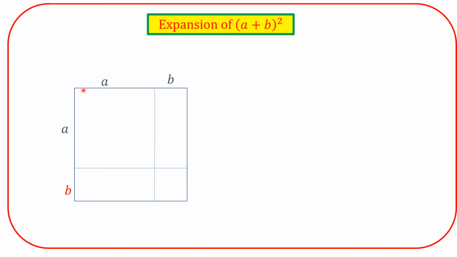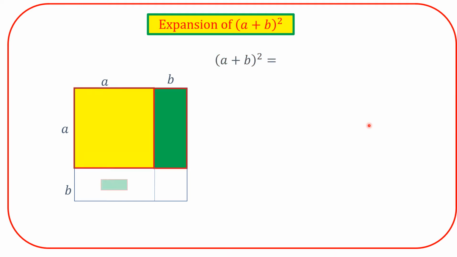So what is the area of this complete square? That is (a + b) into (a + b), that is (a + b) whole square. Now this complete square we divide into 4 parts: 1, 2, 3, 4. This is a square of length a. Therefore the area of this yellow larger square is a square.